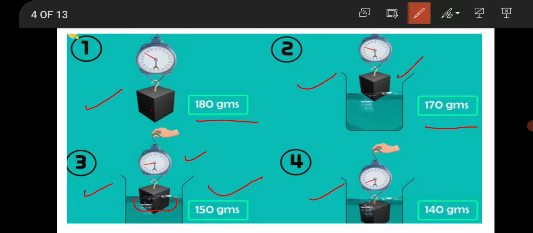In the fourth experiment, the whole of this object is immersed in the liquid and its weight comes out to be 140. मतलब और ज़्यादा डिक्रीज हो गया. So as the part of the object immersed in the liquid increases, its weight goes on decreasing, and when it is fully immersed, its weight is 140 gram. उसका वेट है 140 ग्राम. उसे और ज़्यादा अंदर पुश करोगे तो उसका वेट चेंज नहीं होगा, it will remain 140 ग्राम. सो व्हाट डू यू कंक्लूड फ्रॉम दिस?